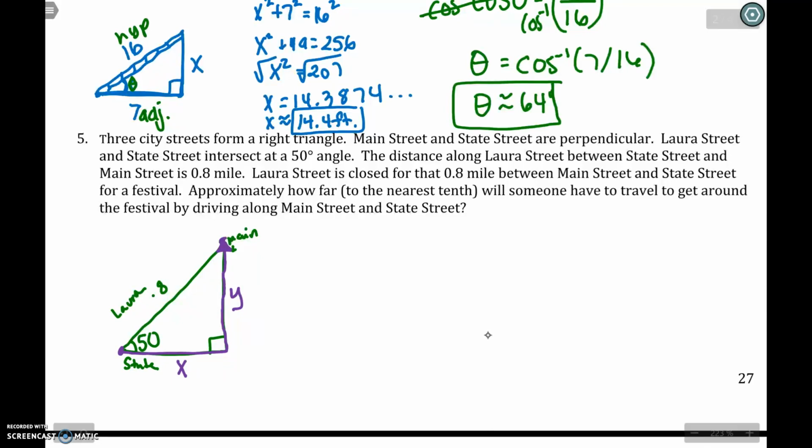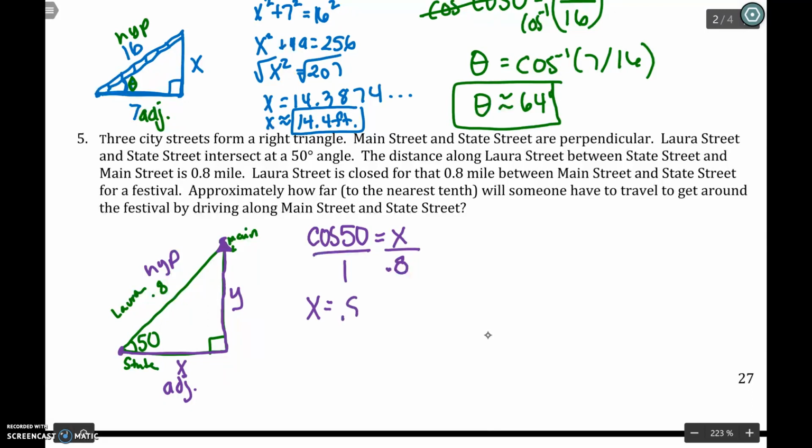So I'm going to start by finding x. So the x is the adjacent to the 50, and 0.8 is the hypotenuse. Adjacent and hypotenuse is cosine. I know the angle is 50. X is the adjacent, 0.8 is the hypotenuse, and I'm going to cross multiply. So x equals 0.8 times cosine 50. I'm going to leave that as is so I don't round it yet.